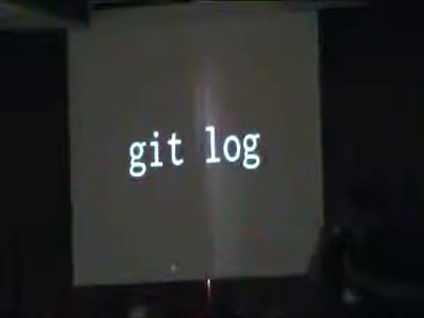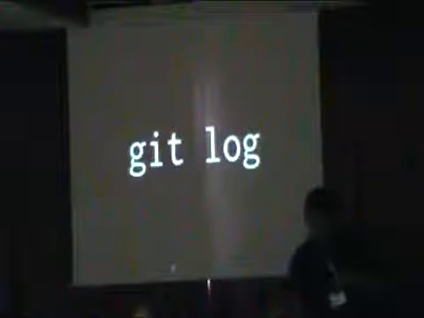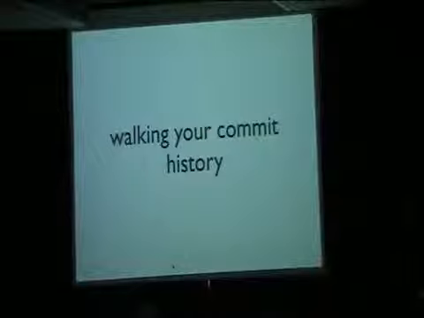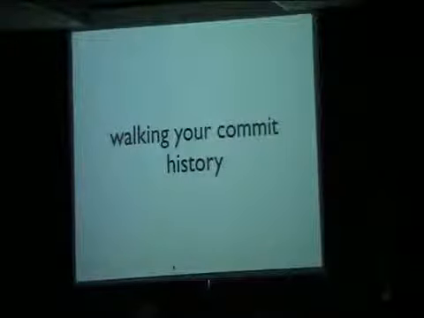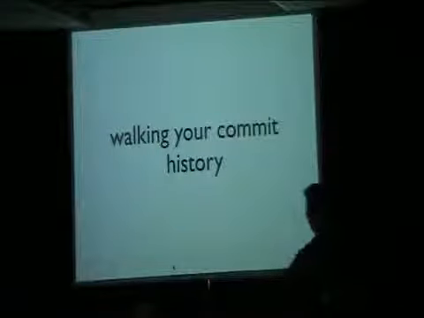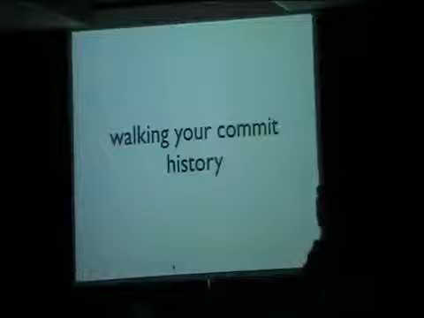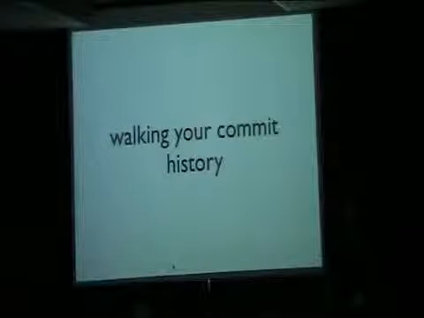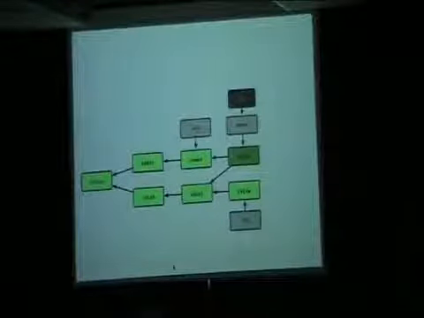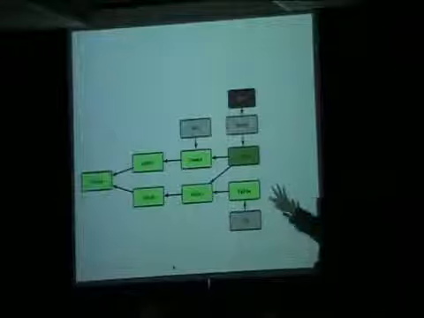The way that you answer all of these questions, and many more, is with a command called git log. And git log generally will do the same thing that svn log will do, which is show you the commits that have led up to that point. But it does it a little bit differently. It walks your commit history. So you can give it any starting point, and it will just walk the parents, and it will list out all the commits that are reachable from that starting point, right?